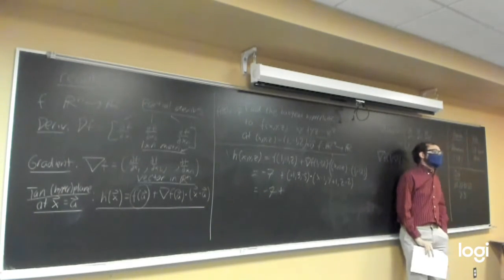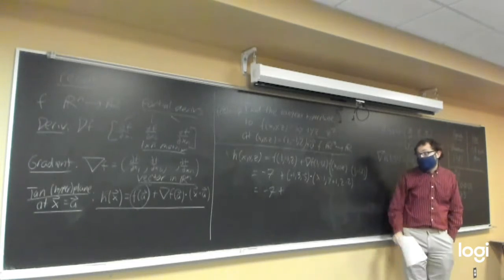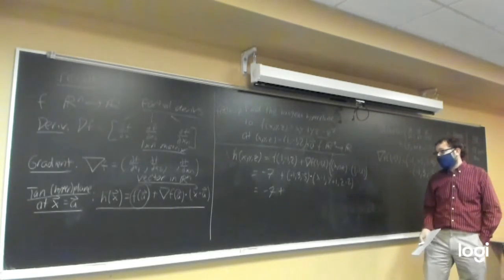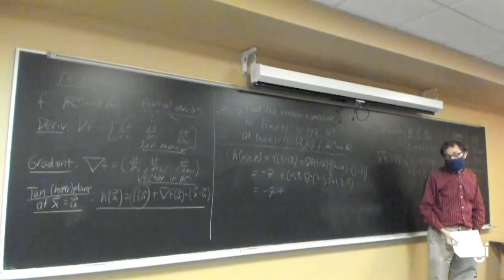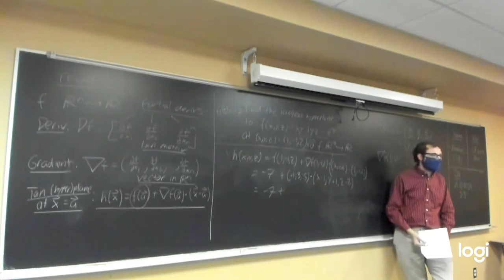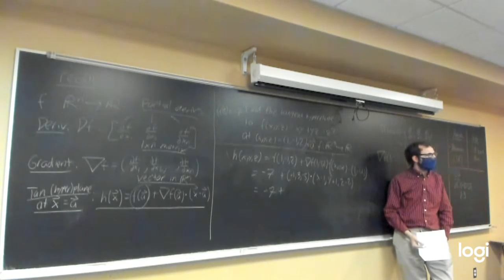What would we end up getting if we take the dot product of our gradient vector negative 1, 3, negative 5, and the vector x minus 1, y plus 1, z minus 2? What's that dot product going to come out to?